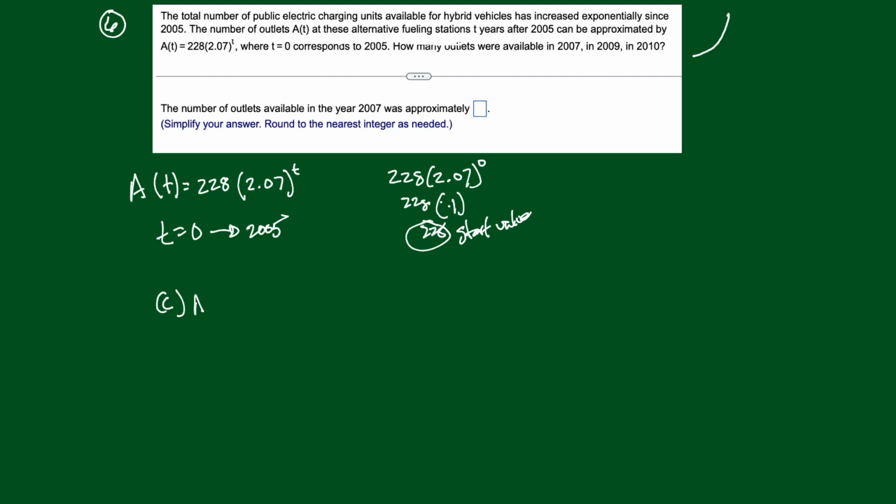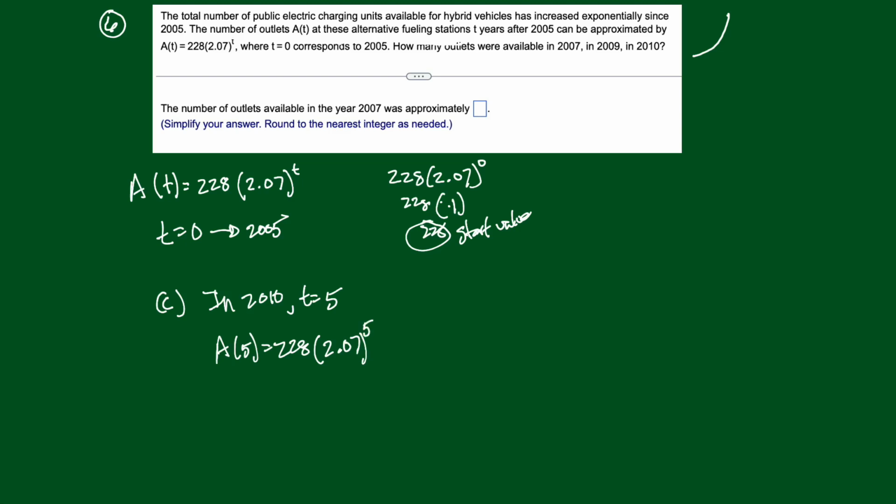In 2010, T is equal to what? Well, 2005 is 0, so we count 6, 7, 8, 9, 10. That's 5 years. So put that number in. We will get A of 5 is equal to 228 times 2.07 raised to the 5th.